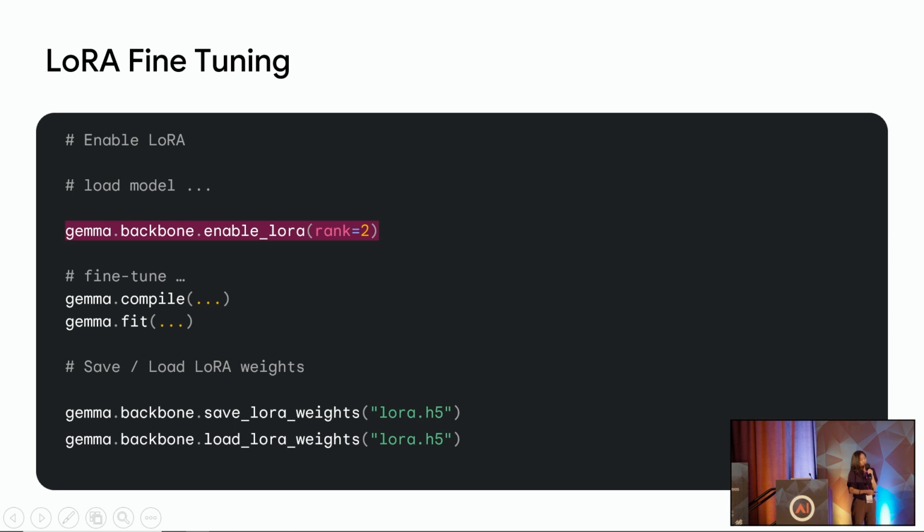It's super easy to do. We just call enable LoRA on the Gemma backbone, and we specify the rank of the matrices that we want to fine-tune. And then once we do that, we have our standard model.compile, model.fit APIs that you know and love from Keras. And then, of course, you can specifically serialize those smaller matrices to file. So that's how you do LoRA fine-tuning with Keras Hub.